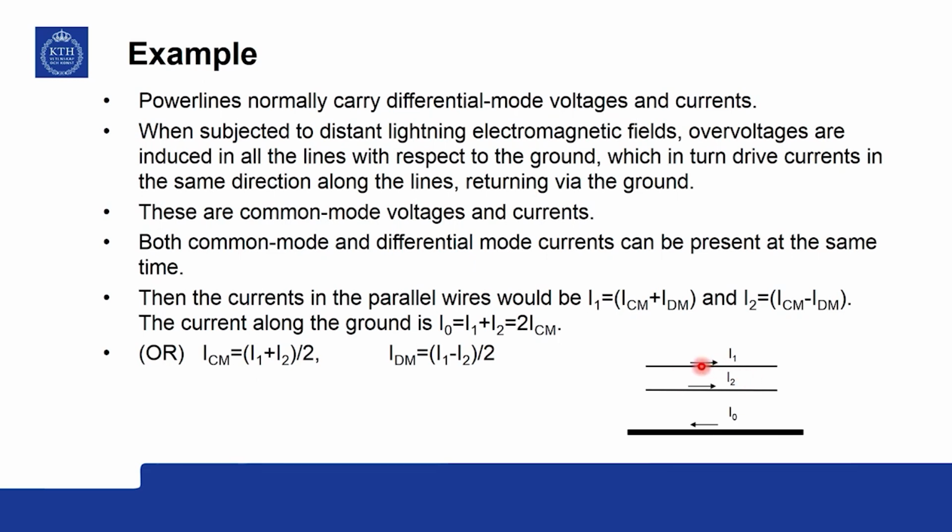Since they are in the same direction, common mode currents can produce quite large fields even with small currents at a distance, whereas if it is a differential mode, these two currents are opposing each other, so it will not produce as much fields far from it.